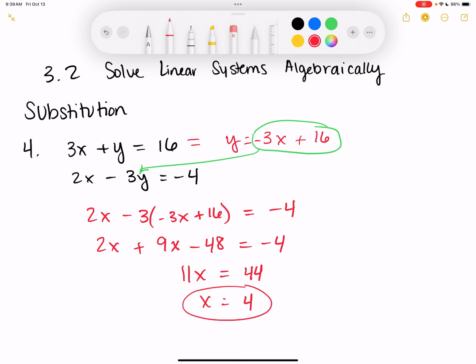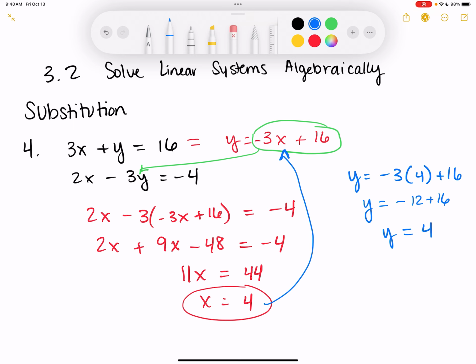So that's x. Now I need to go back and get y. So now I take this value that I got and I plug it in up here, into the equation that I had converted. So I have y equals -3 times 4 plus 16. So y equals -12 plus 16. So y equals 4.